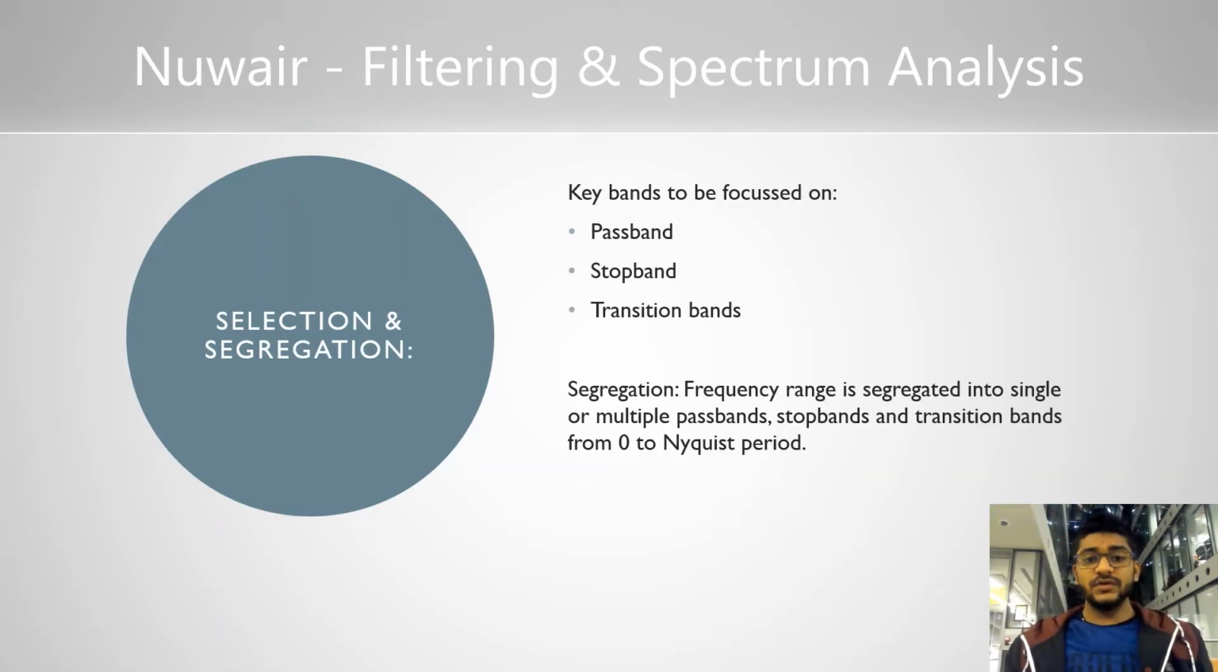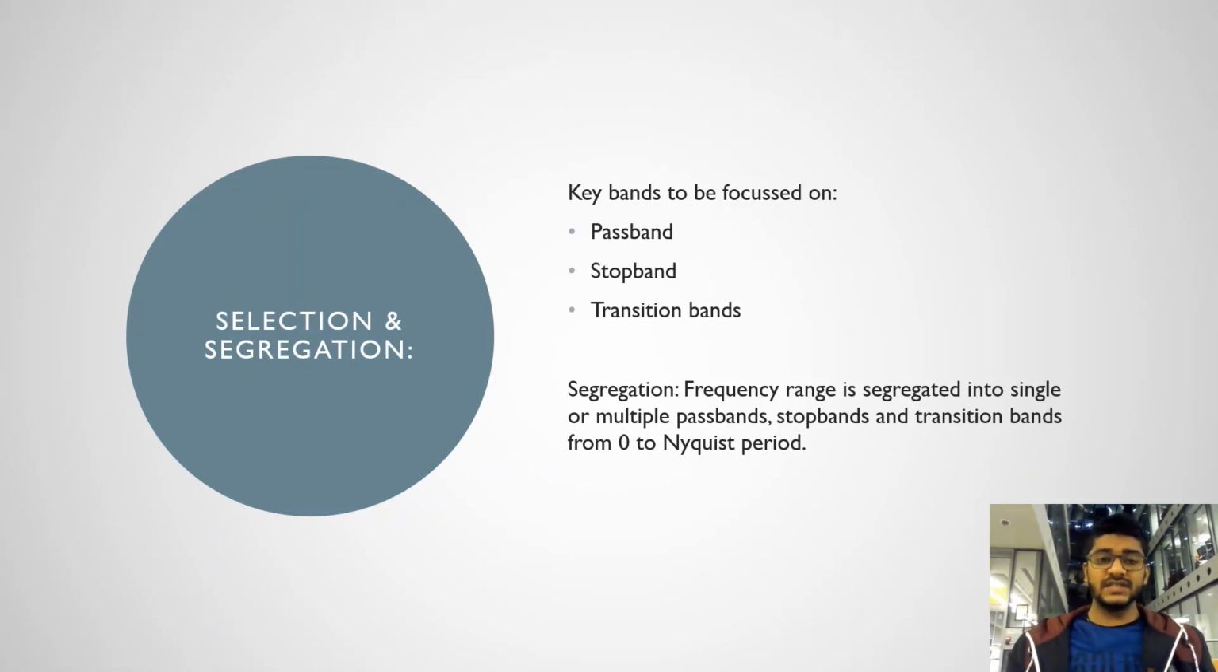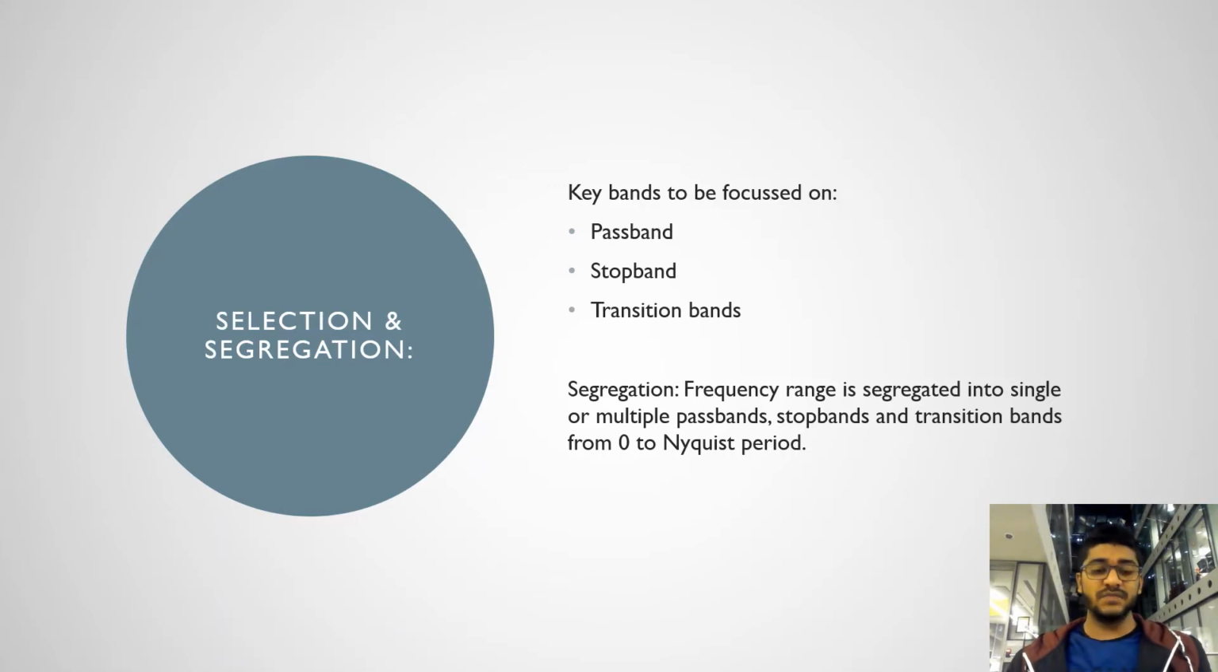To start with, the first three aspects to be considered for filtering are pass bands, stop bands, and transition bands, which totally depend upon the attenuation specifics for the signal. And over here, the frequency ranges are segregated into single or multiple pass bands from 0 to the Nyquist frequency, which are relevant to these three aspects.